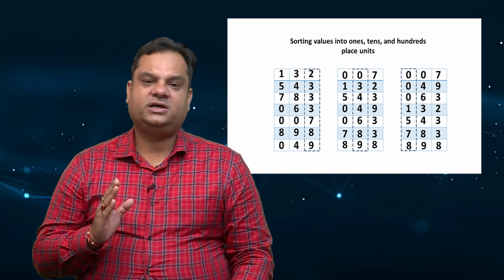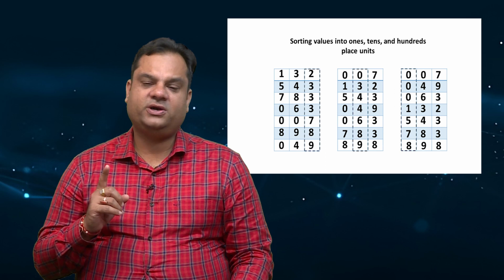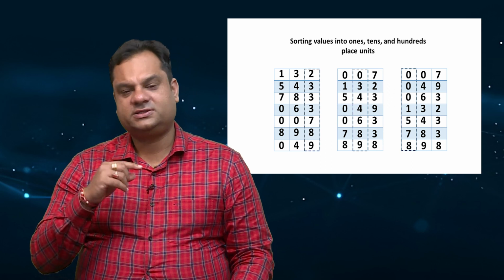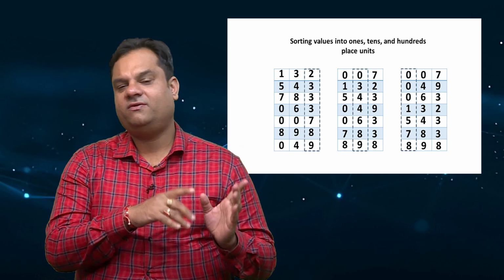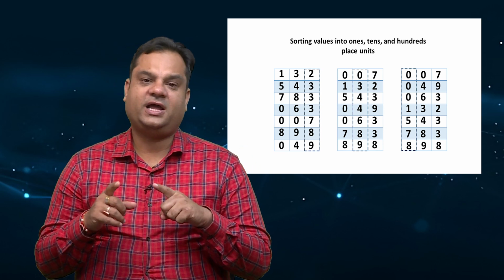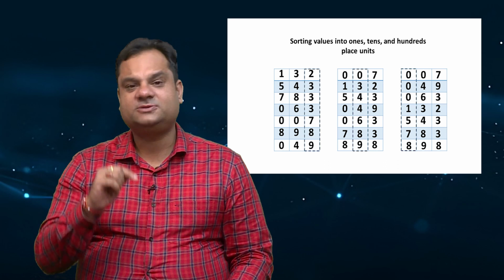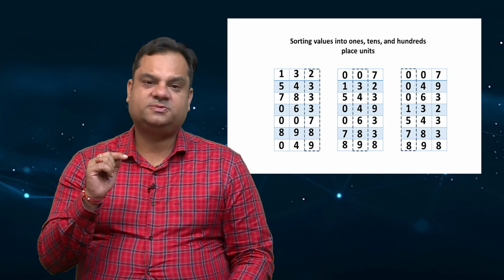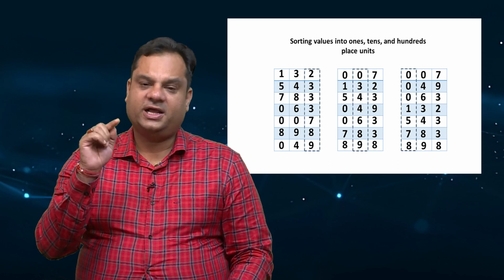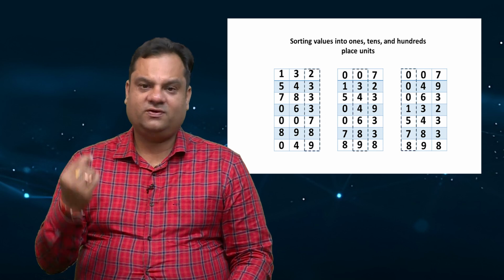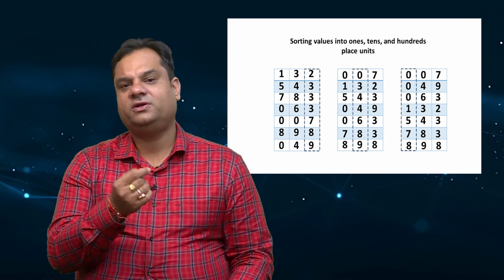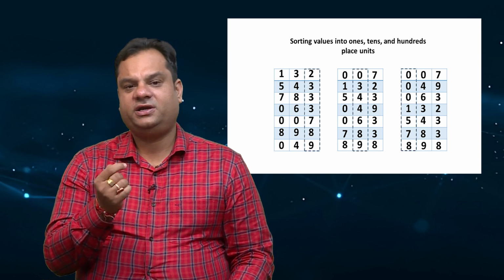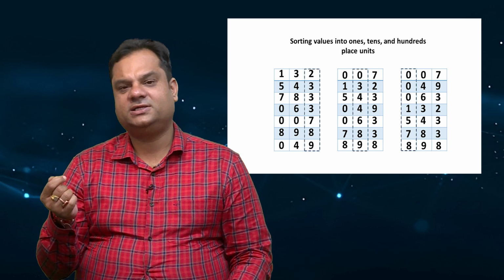We rearrange the data by the ones digit. Then we go for the second table. In the second table we take the input from the first table, and again we rearrange the data as per only the tens place, in sorting order. The output from the second table becomes the input for the third table.